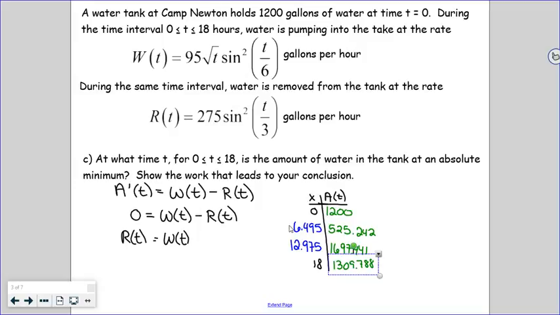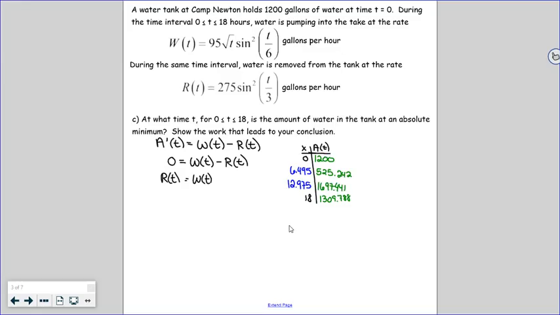and then we just answer the question, which one is our absolute minimum? Well, that would be the smallest number in that table, right? So our absolute minimum is happening at, see, it says at what time? So absolute minimum at time equals 6.495 hours.